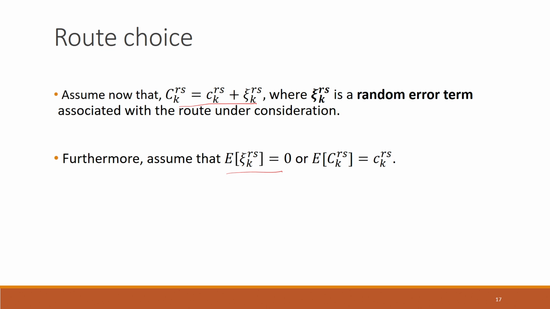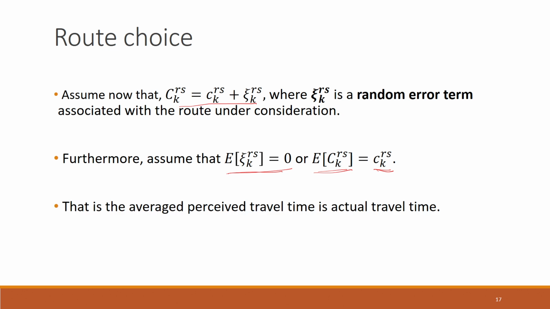Therefore the expected value of this perceived utility will be equal to this. We have seen this before: we can take the expectation on both sides, and since the expectation of the error term is equal to 0, and the measured quantity is deterministic, the expectation of the perceived travel time will be equal to the measured travel time. So the average perceived travel time is the actual travel time.